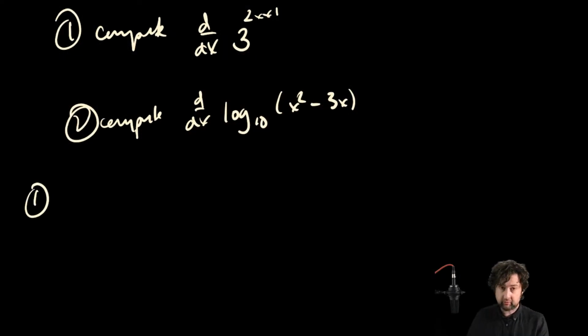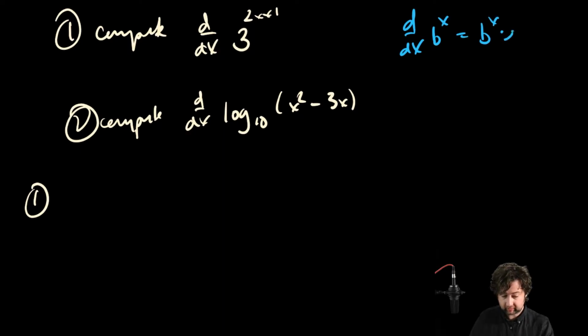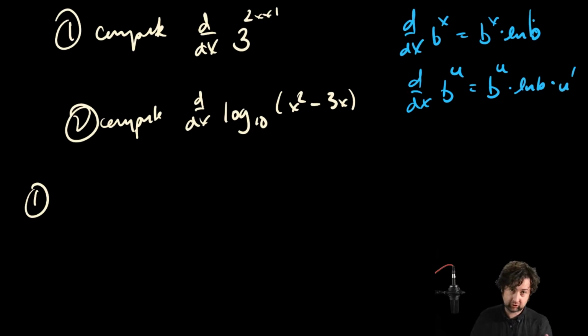So for question 1, we're going to use the fact that d by dx of b to the x is equal to b to the x times the natural log of b. What that's going to look like in the case where we have a chain rule is that d by dx of b to the u is going to be equal to b to the u times the natural log of b times u prime. Okay, that's what the chain rule says, because this is the derivative of the b to the x, and this is the derivative of the exponential part, the interior.